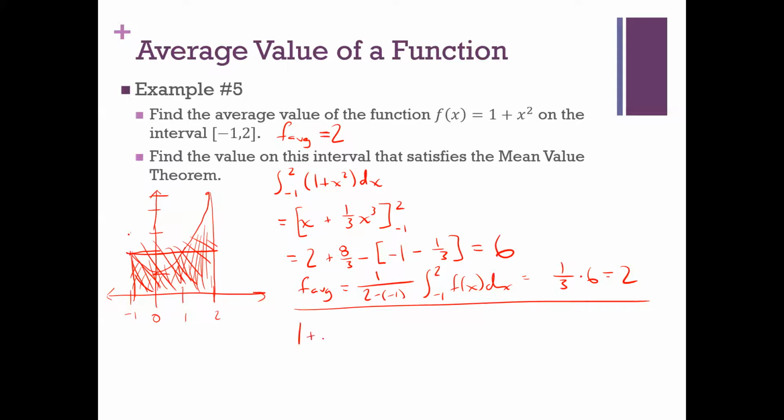Yeah, so I'm taking my function. So basically what I'm looking for is this: I want f average to equal f of x. So where does 2 equal 1 plus x squared? x squared equals 1. That happens at plus or minus 1. Do I care about both those x values?